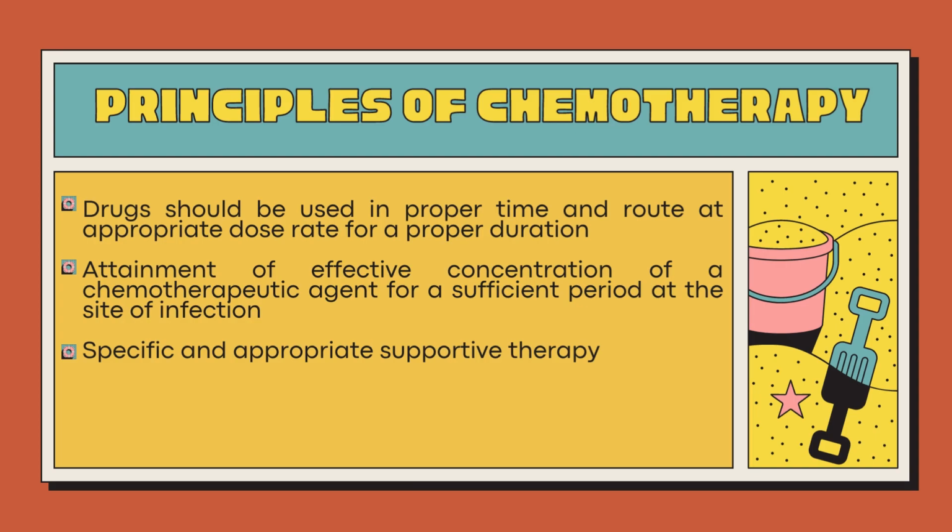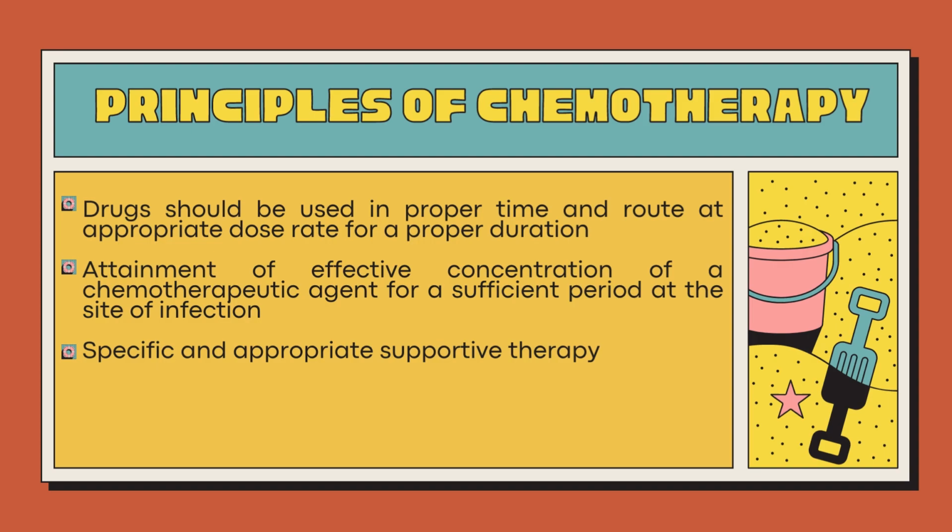Furthermore, the drug should be used in proper time, by proper route, at appropriate dose rate, and for a proper duration. If an antibiotic is used, it is better to administer it as immediately as possible at a high dose for a short period, and continue beyond 48 hours after disappearance of symptoms unless signs of toxicity are seen. This ensures that the organism is totally eliminated and there is less chance of developing antibiotic resistant bacterial strains.